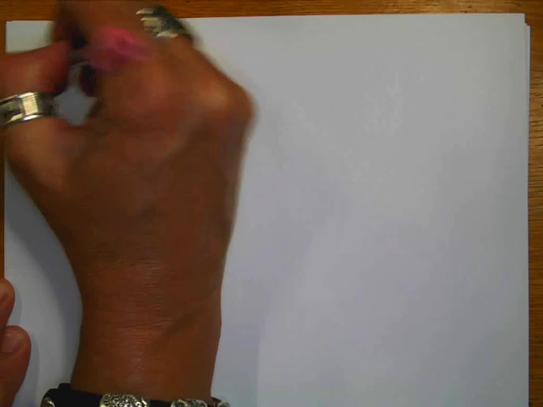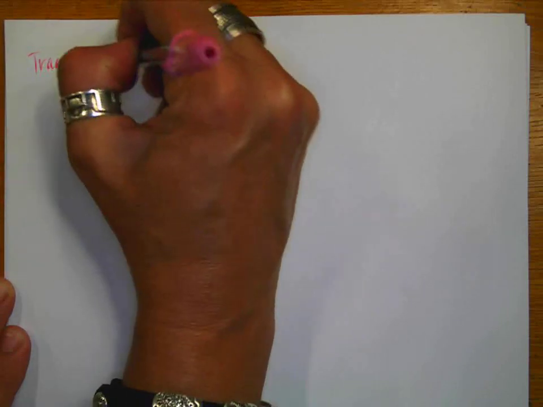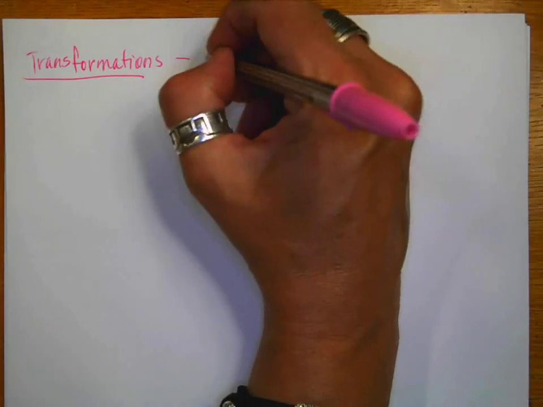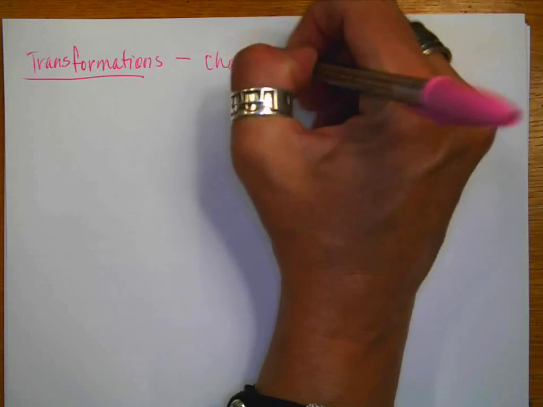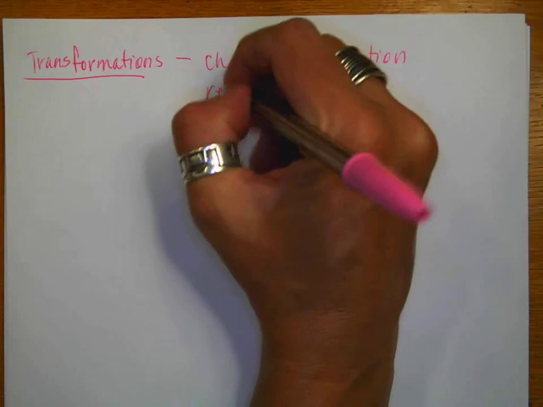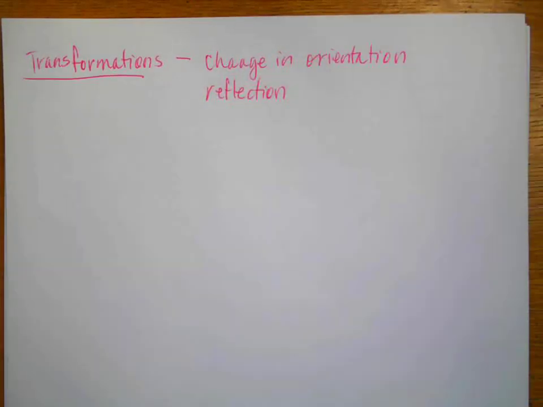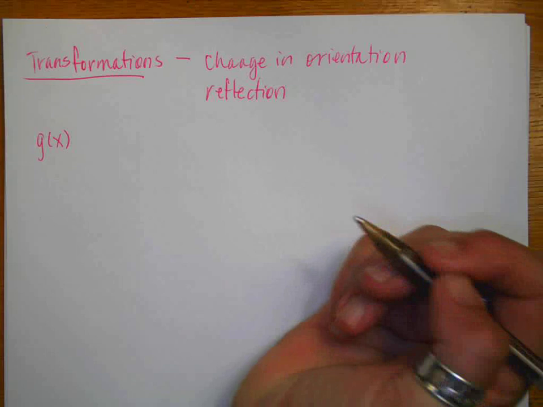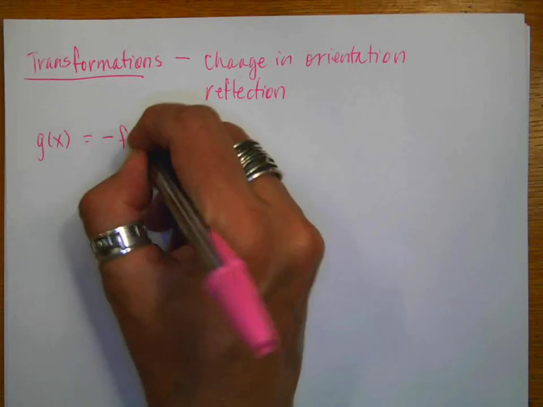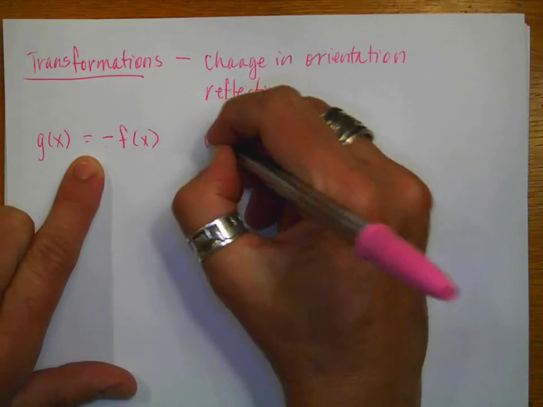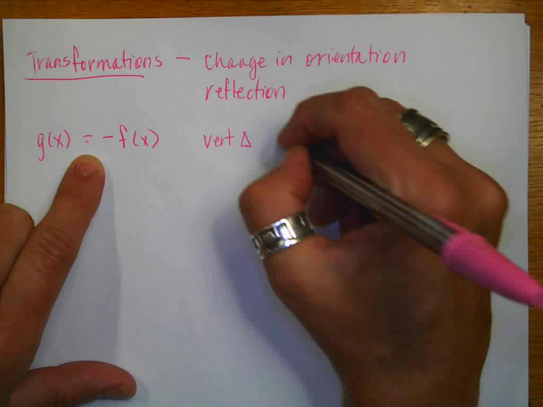So now let's talk about other transformations, I guess I should say. So in these transformations, we are going to have a change in orientation, and for today, that's going to primarily be a reflection, okay? So if I had g of x, remember g of x is the one that's been changed, a negative f of x, this is outside the function. So remember, outside the function is a vertical change.